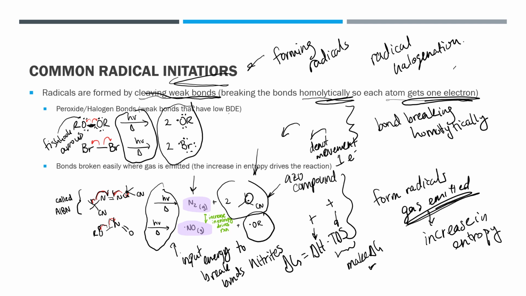Either radical initiators have weak bonds, or they release gas when forming the radicals, and that drives your reaction to completion. We can then use these radicals to form other radicals, and those radicals are the ones we might want to actually react in a certain reaction.